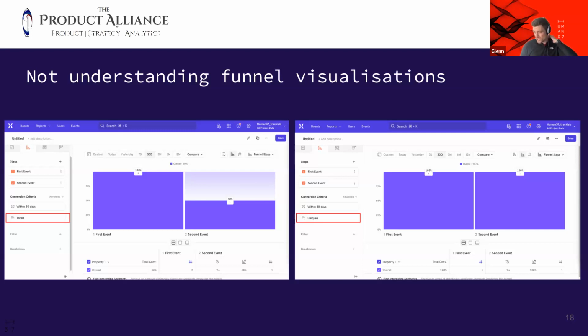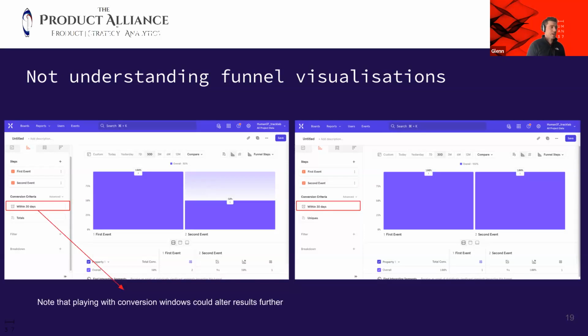It doesn't mean that the data is different. It means that the rules applied to visualize that data, the restrictions, have been applied differently. That being said, there's not only totals, uniques, and sessions. We haven't even talked about conversion windows, which is also something that throws people off. Conversion windows give an idea of what timeline people have to complete this funnel. If you combine that with uniques, your count will usually be way lower because people cannot re-enter that funnel within a specific time frame, even though it lasts for 30 days or more.